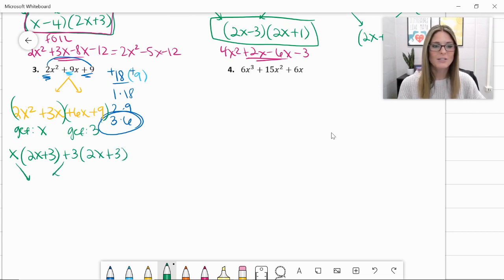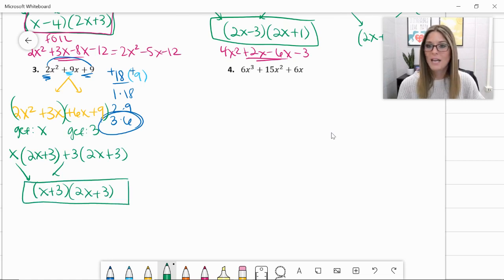Hey, those parentheses are matching. So x plus 3 is one binomial. 2x plus 3 is another. There's your factored form. And you can check it by FOILing.